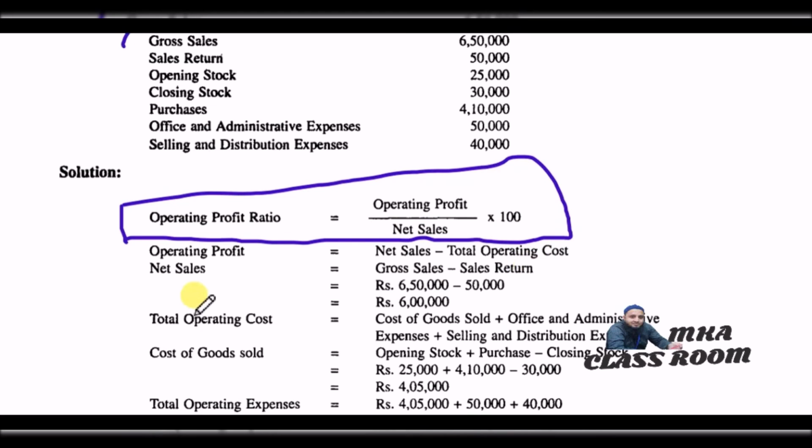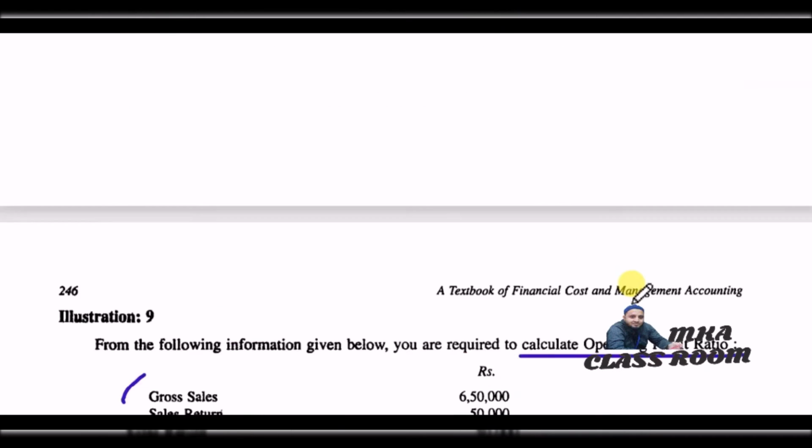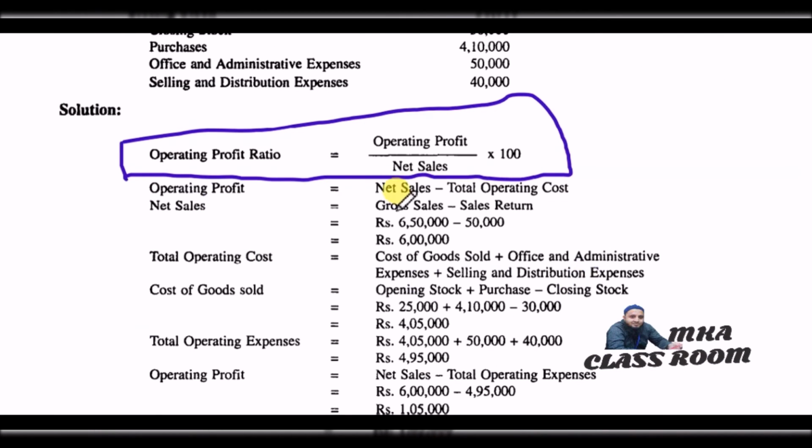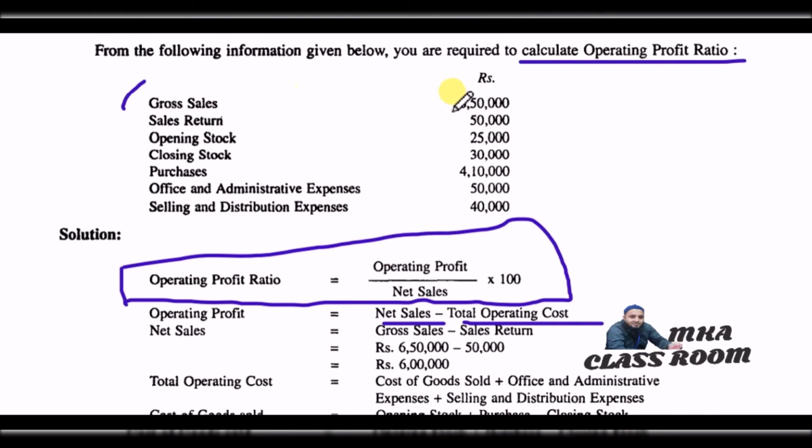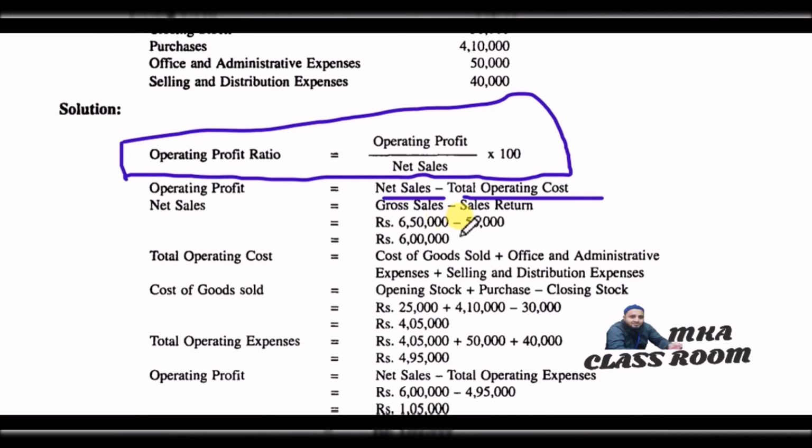So operating profit is net sales minus total operating cost, where net sales is gross sales minus sales return. In this way you can calculate these matters. So that is the formula for operating profit: net sales minus total operating cost. Net sales is gross sales minus sales return, then you get the net sales.